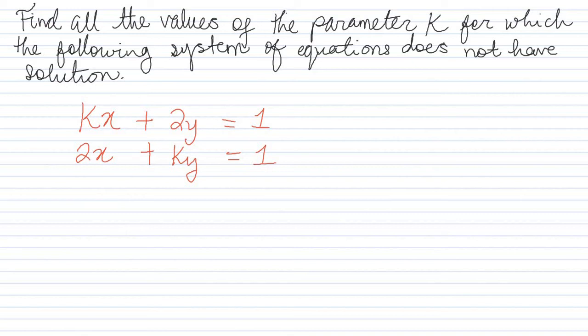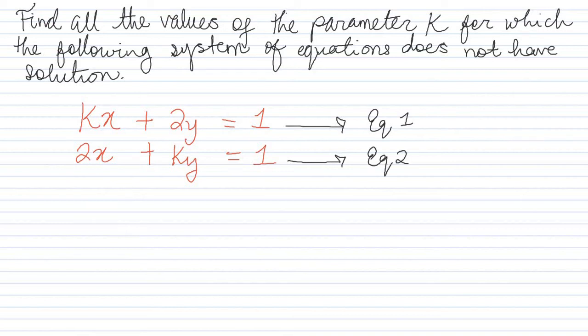So you're given this question: find all the values of the parameter k for which the following system of equations does not have a solution. So basically what this is asking you is for you to solve the equation and find what is the value of the parameter k. Now whenever you solve the system of equations, here we have two equations, right? We have equation 1, and we have equation 2, right?